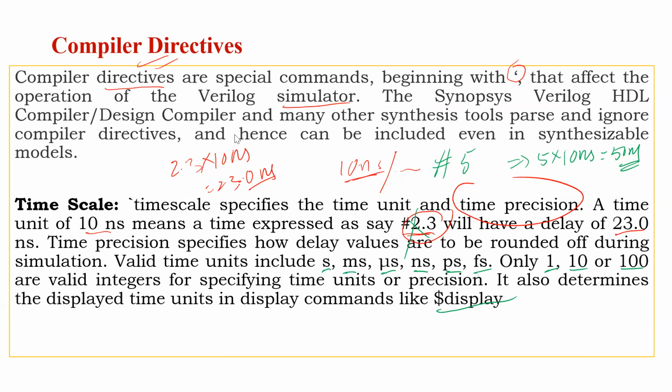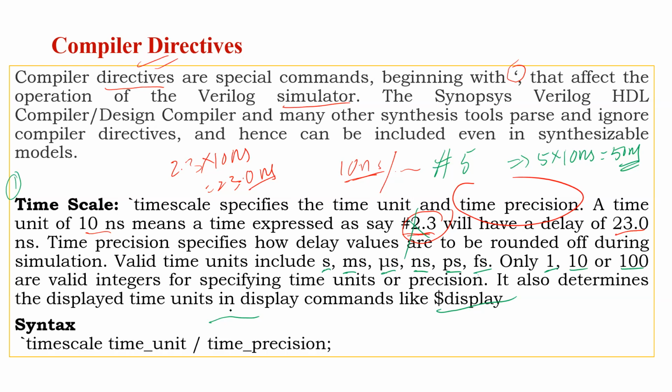These are the compiler directives. The first compiler directive is timescale. This must be the starting line of any program. So far we did not mention the timescale, which is why the compiler automatically takes the default values. The syntax of timescale is: we should write `timescale, a space, the time unit, then a slash, then the time precision. This is the way you can represent it.